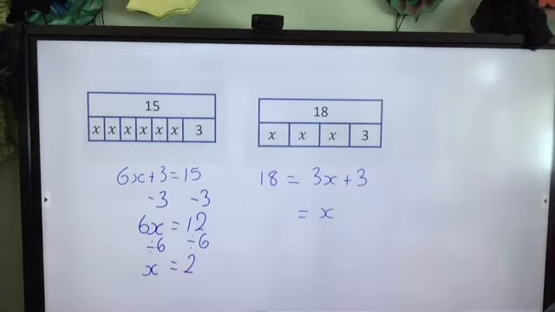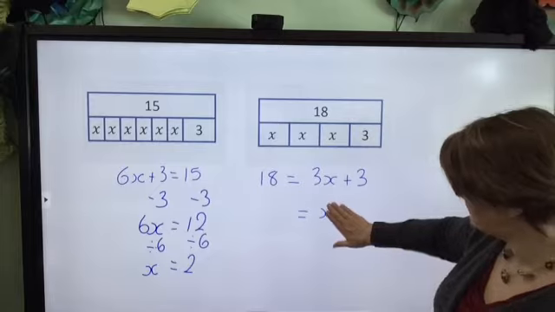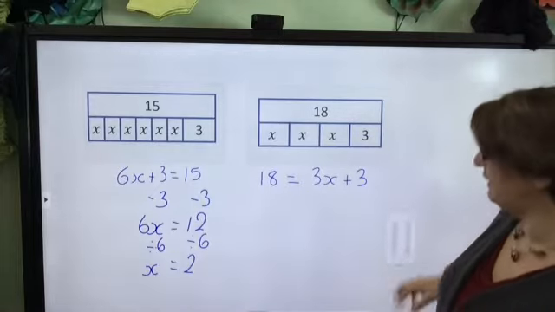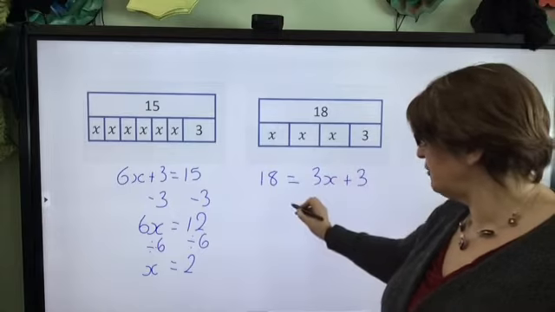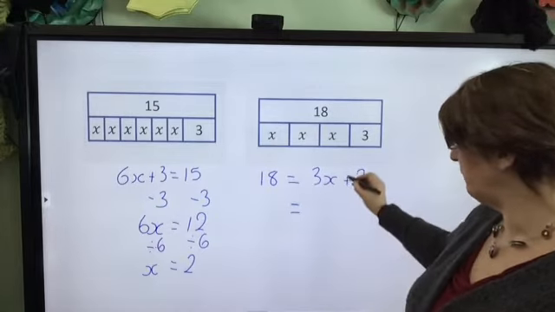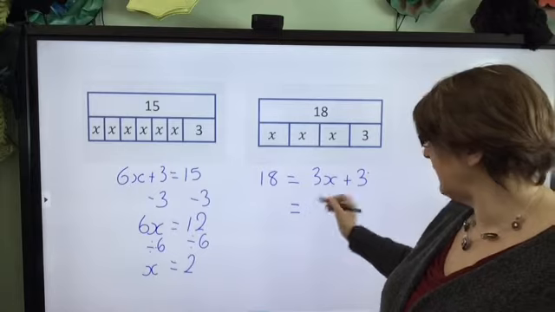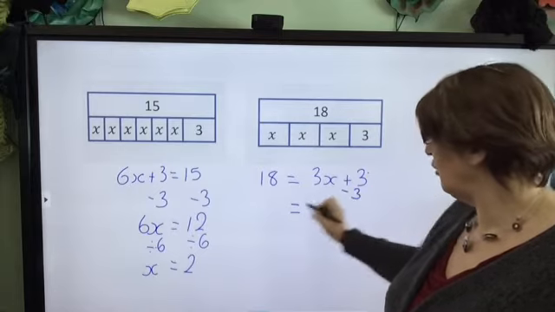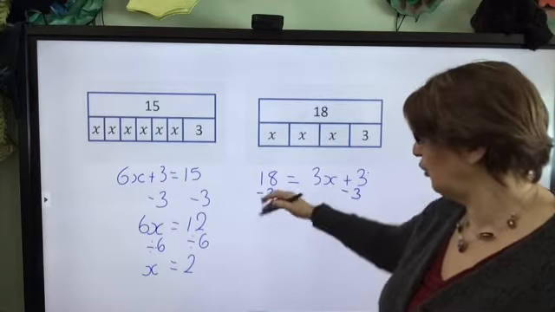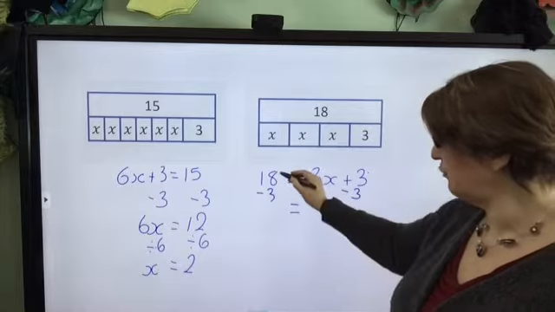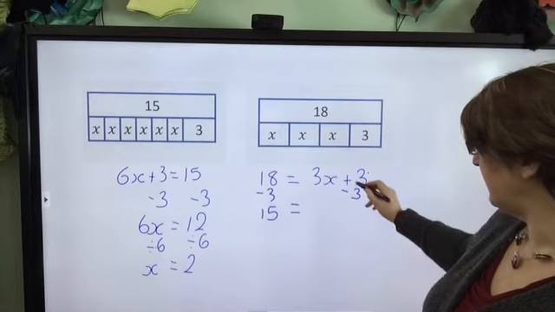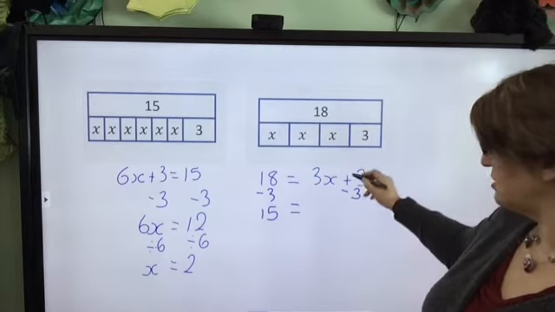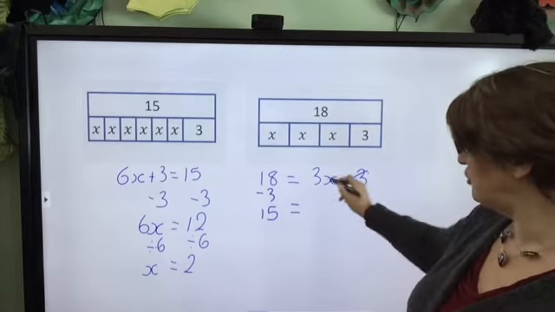Over this side, it's very similar. Again, I'm going to rub this out so I can actually show my workings. I've got 3x plus 3. So the first thing I'm going to do is get rid of my plus 3 by taking away 3 from both sides. Remember, got to do it to balance. So if I take 3 from 18, I get 15. And if I take 3 from the plus 3, I will have just the 3x.